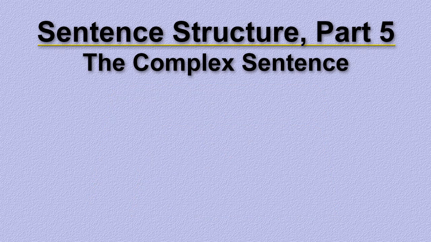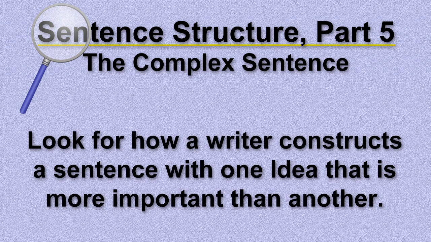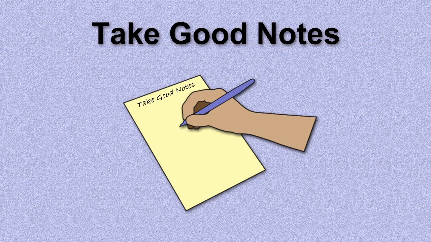A sentence is called complex when one idea is subordinate to another idea. We could say the same thing another way. A complex sentence has one idea that is more important than the other idea. As you watch this lecture, look for how a writer makes one idea less important than another idea, or one idea more important than another idea. Make sure to take good notes.